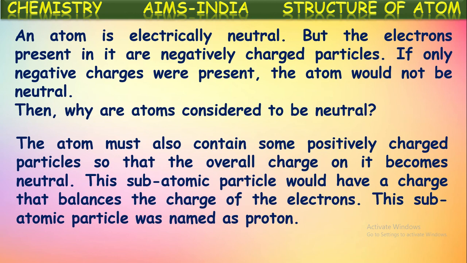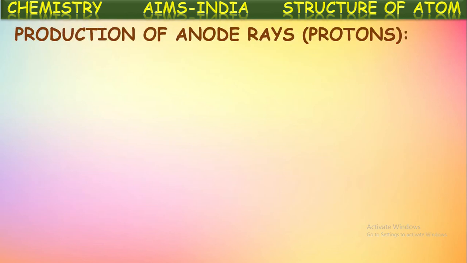Why are atoms neutral even though they contain negatively charged particles? This doubt led to certain assumptions. The atom must also contain some positively charged particles so that the overall charge becomes neutral. This subatomic particle would have a charge that balances the charge of the electrons. It was named the proton. So this doubt led to the discovery of another subatomic particle that was earlier called anode rays, which we now call protons.